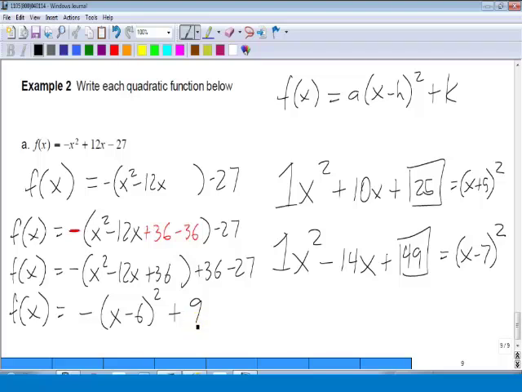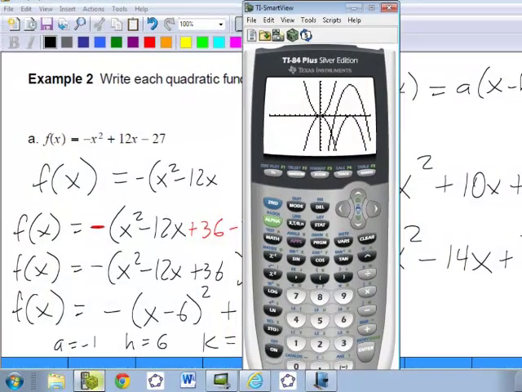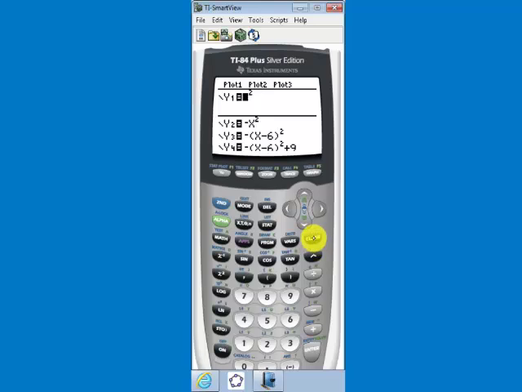A equals -1, h equals 6, k equals 9. So it opens downward, and its highest point is the point (6, 9). It's that one. Which one? Not that one. Not that one. Not that one. It's that one. Opens downward. Its highest point is the point (6, 9).